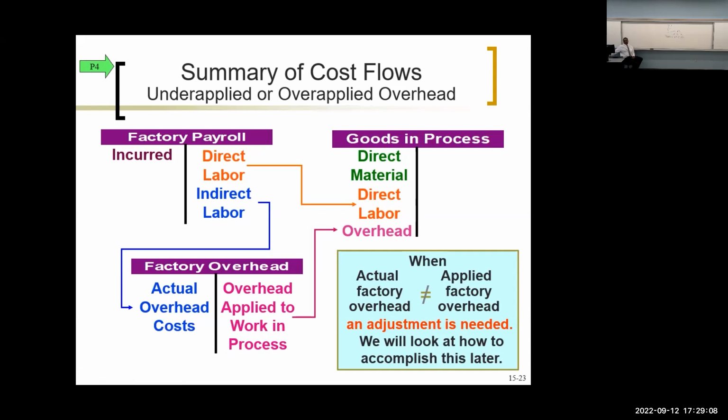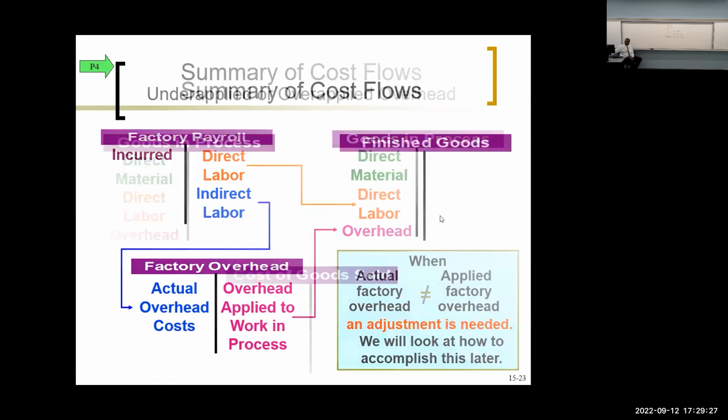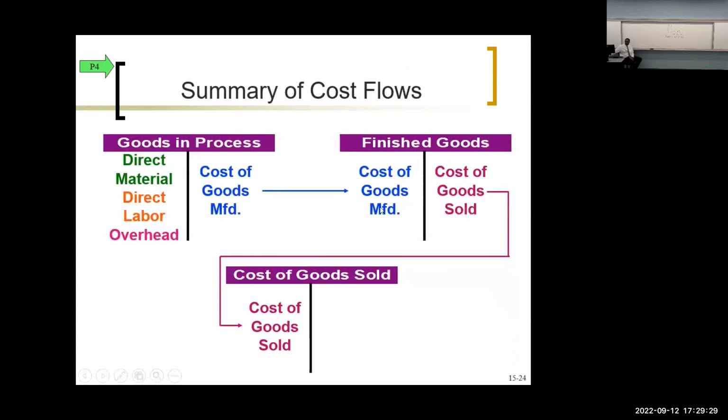And when the product is ready to be moved to finished goods, we're going to move all that indirect labor and indirect materials off of overhead onto goods in process. Now goods in process will have direct materials, direct labor, and overhead. We're going to credit all of that off and debit it onto finished goods. And then when the product is sold, we'll debit cost of goods sold and credit finished goods. Any questions?